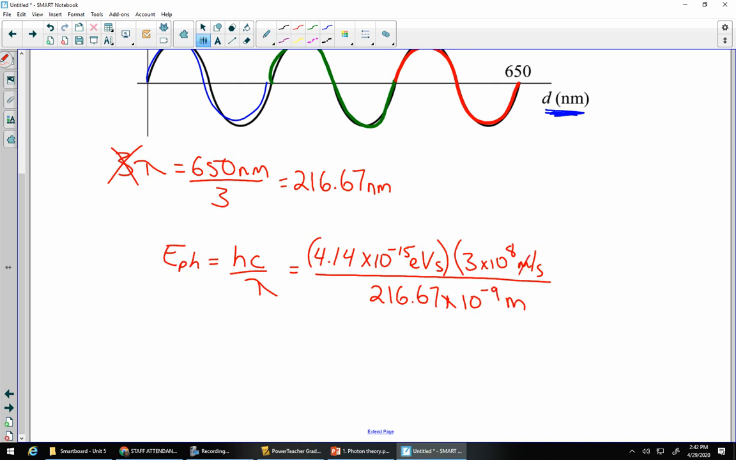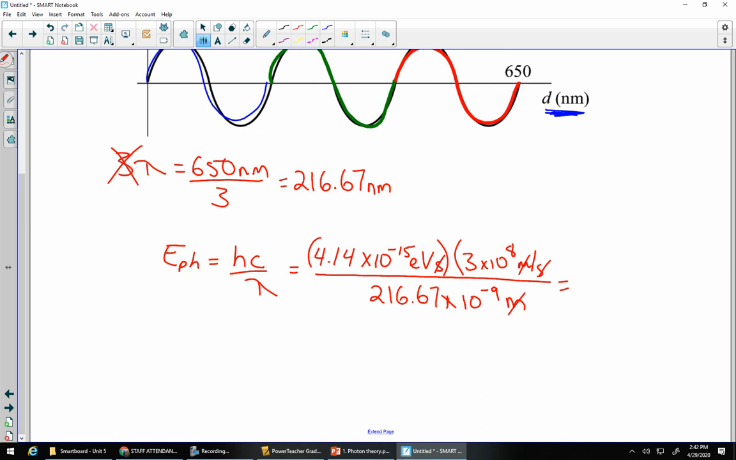Check out what happens here. Meters cancel with meters, seconds cancel with seconds. The only unit we have left is electron volts, which is perfect. That's what we want, electron volts. So take a second to plug that in your calculator and see what we end up with.